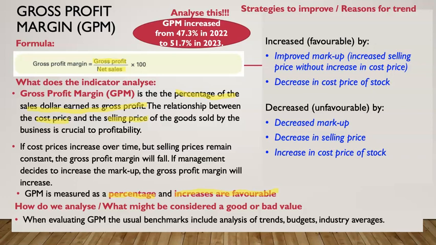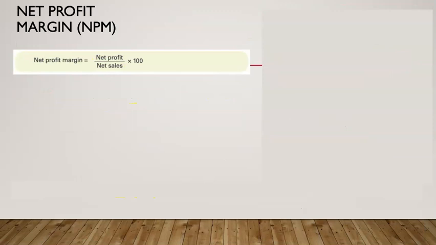And then we come to the final one. Well done to getting to the end. I hope you've got great notes. Net profit margin. Net profit margin is similar to gross profit, but it doesn't look at gross profit. It looks at net profit divided by sales.